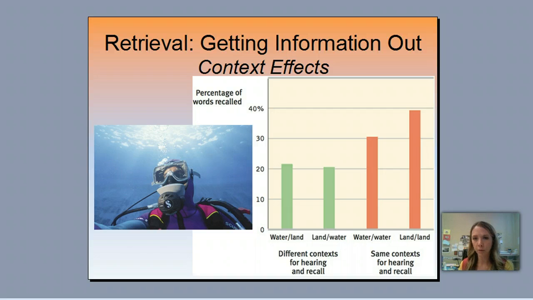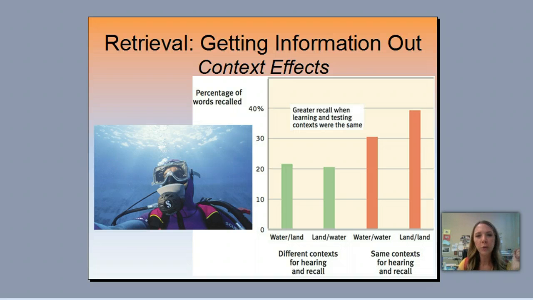Maybe they're thinking about other things like having to multitask, like keeping your oxygen flow, not getting eaten by sharks, things like that. But when you're tested in the same context that you learned, it's been shown that you increase your learning.